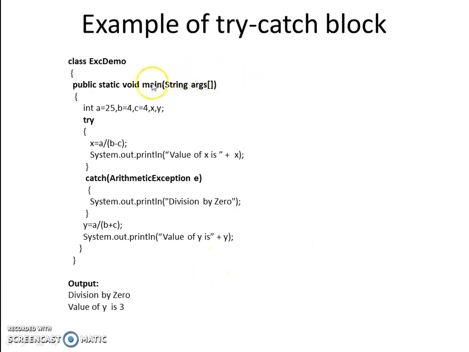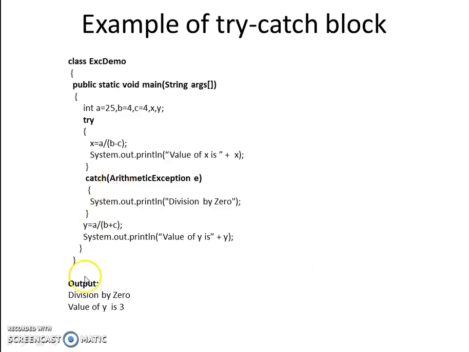Now, the same program, if we implement using try-catch block, here we have put the statement which may cause the exception inside the try block, as well as the statement which is dependent on this statement within the try block. So now, when an exception occurs in this statement, it will be handled by this catch block. Then after that, the normal sequence of the program will continue.